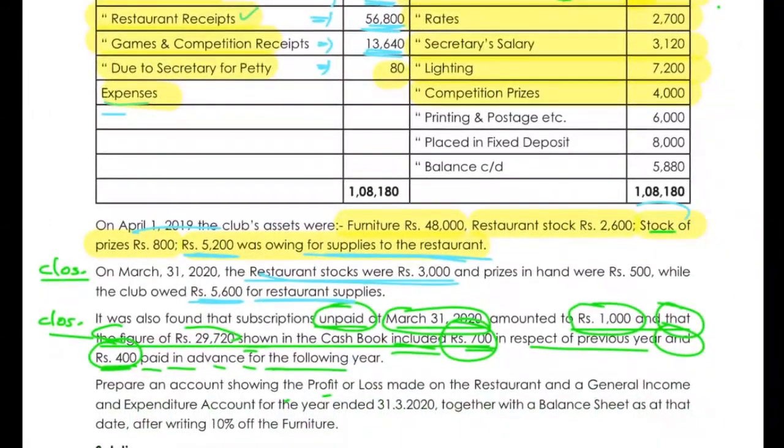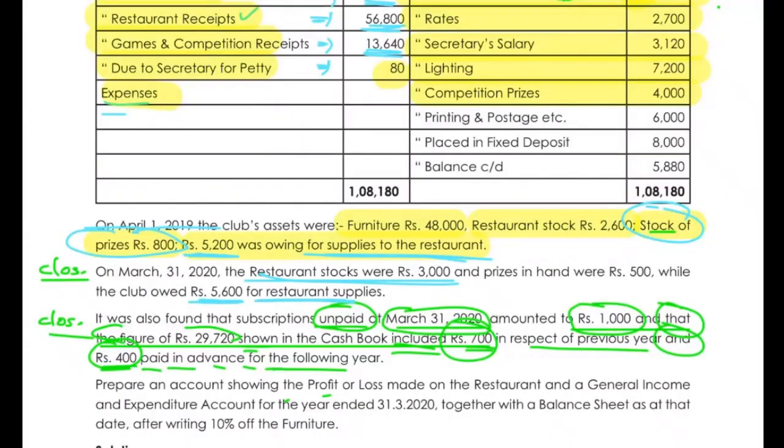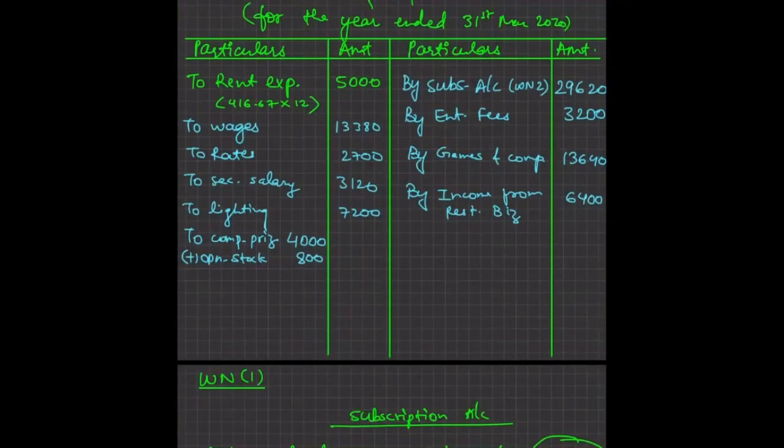So you see your stock of prices in the opening was 800. So I will add opening stock of 800, and what is left right now? The closing stock of prices is 500. So can I say the remaining amount 4,800 minus 500, 4,300 prices is distributed.